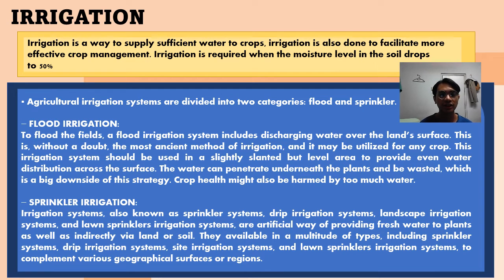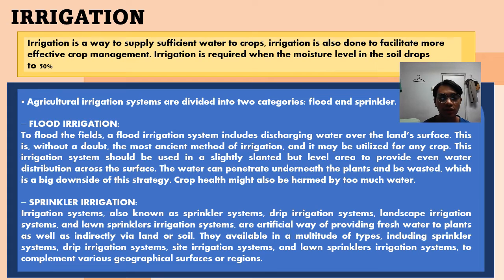Irrigation. Irrigation is a way to supply sufficient water to crops. Irrigation is also done to facilitate more effective crop management. Irrigation is required when the moisture level in the soil drops to 15%. Agricultural irrigation systems are divided into two categories, flood and sprinkle.